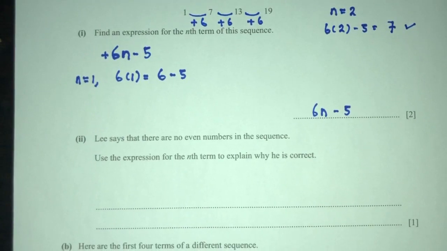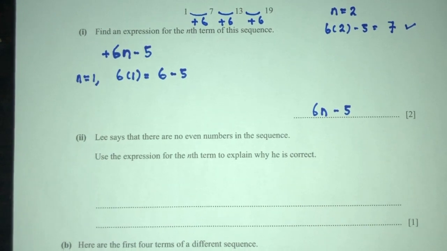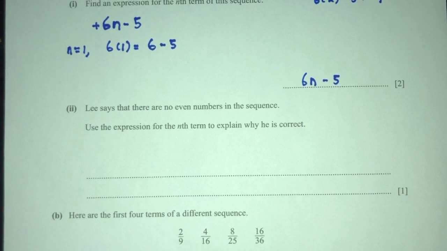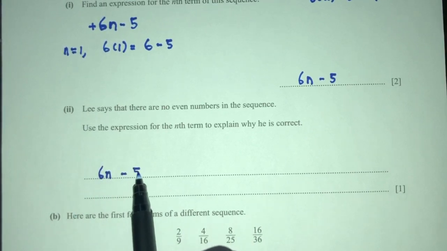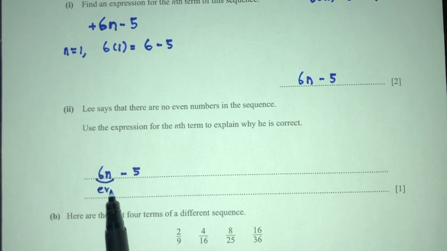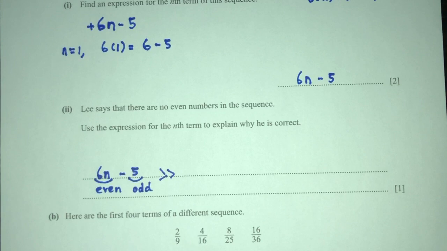Now for part 2, Lee says that there's no even numbers in the sequence. Use the expression for the nth term to explain why. So it's pretty easy. You have many ways to explain that. For example, you can say 6n minus 5. This is even and this is odd, right? So when even minus odd or even plus odd, you will always get odd. That's one way of looking at this. That is one way.